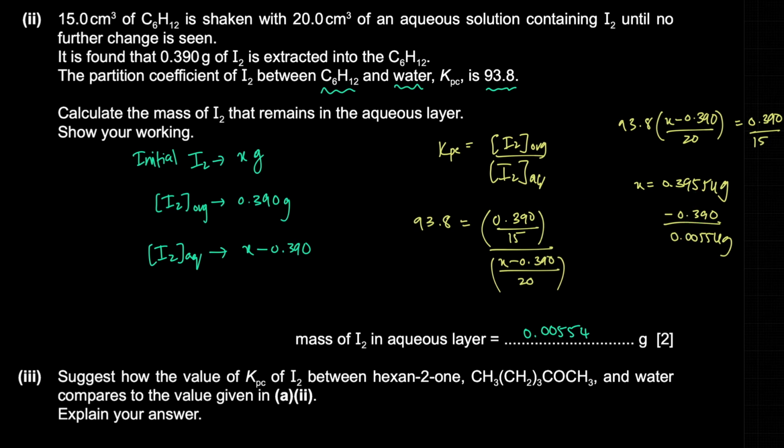Alternatively, you could have said, okay, in the organic layer we have this much, whereas in the aqueous layer you just have y grams. And if you solve for y over here, rather than saying x minus 0.390, you could have directly calculated the mass of iodine in the aqueous layer. Or you could have calculated the initial amount and then subtracted how much was extracted. Both methods would be acceptable here.